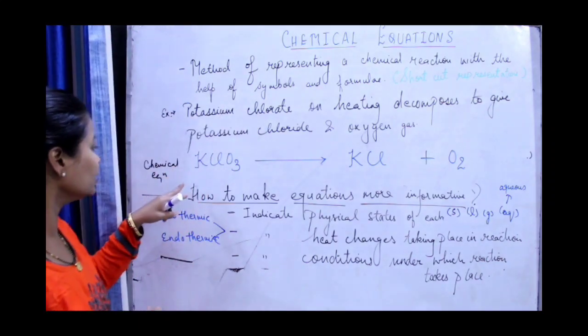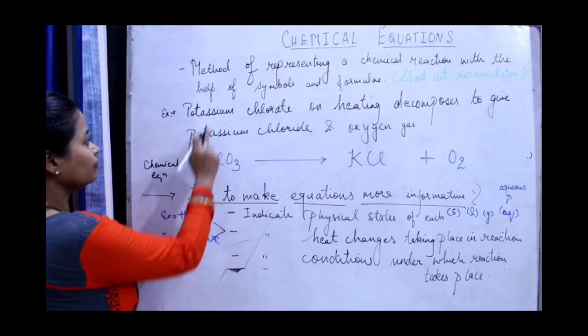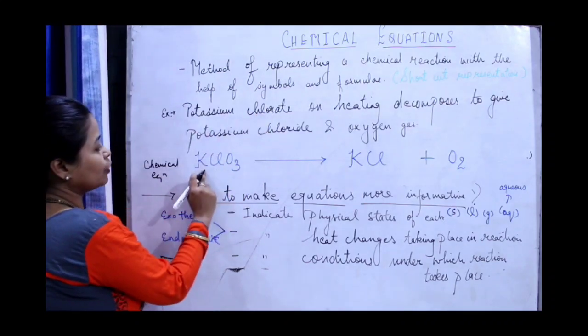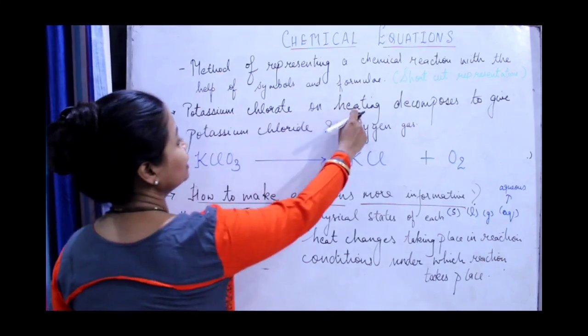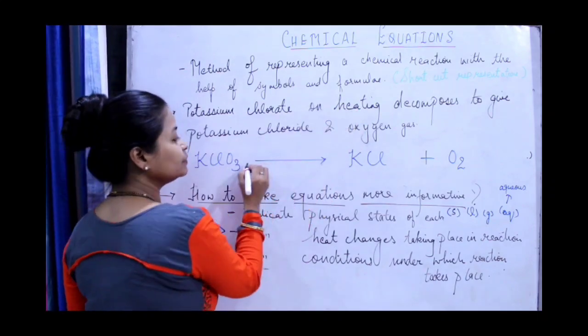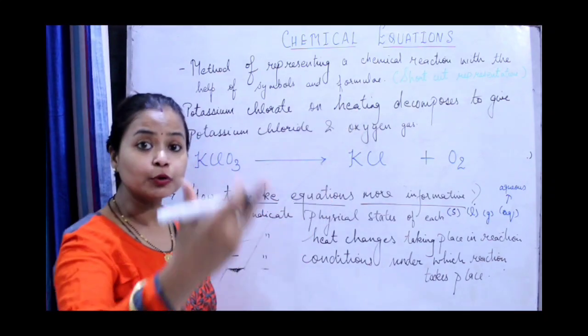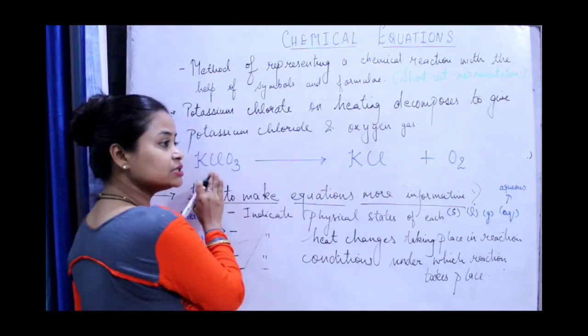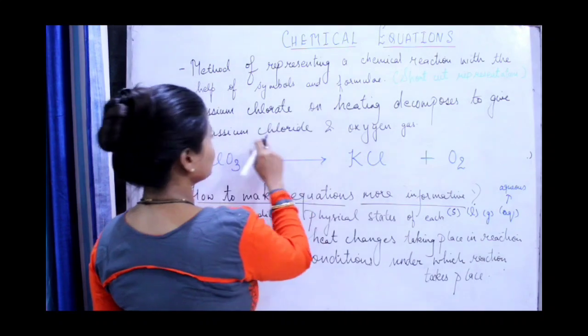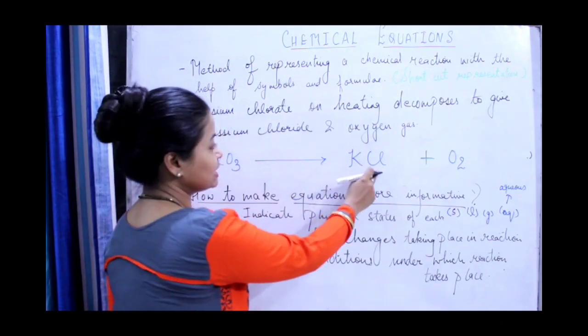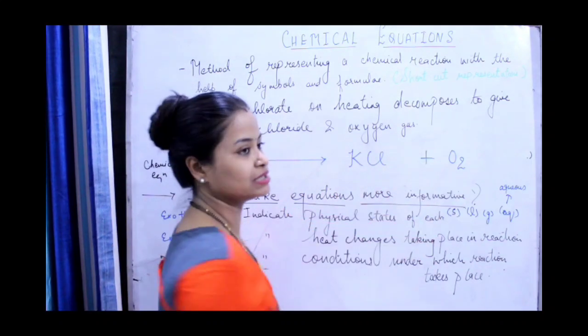Okay. So the chemical equation will be potassium chlorate, whose formula is KClO3, okay, on heating. So on heating, that means you have to put an arrow. Now the product will be formed. When you are heating, this is the reactant. The product formed will be, it decomposes to give potassium chloride, that is KCl, and oxygen gas.